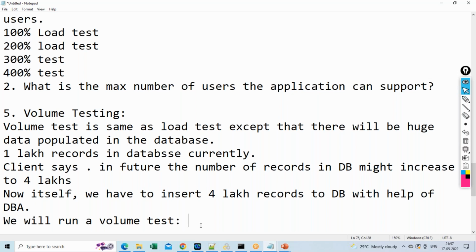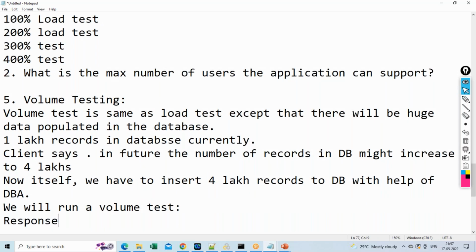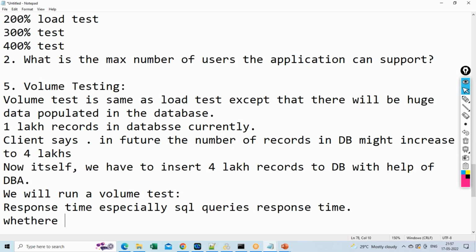Then what are we verifying? We are verifying response times, especially SQL query response times, and whether there are any long running queries.